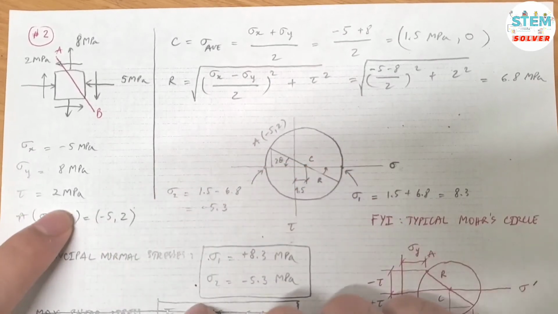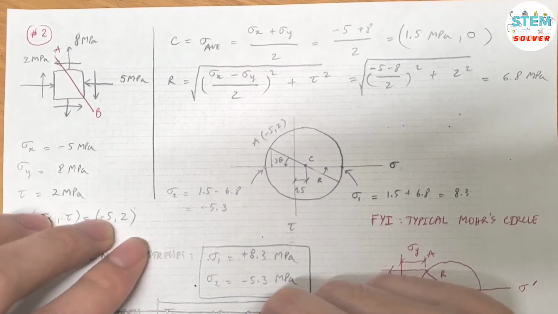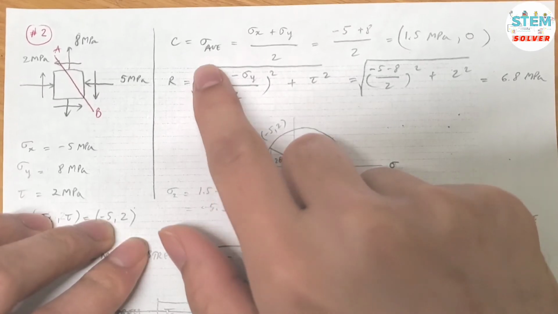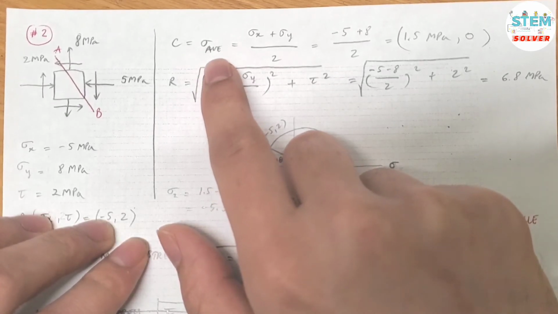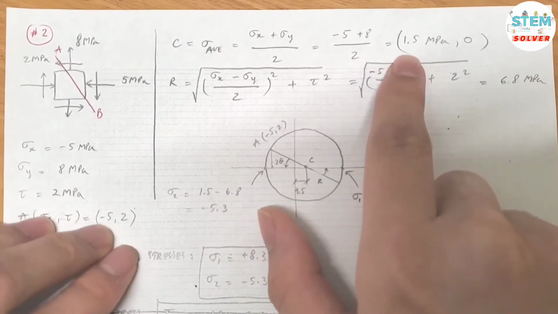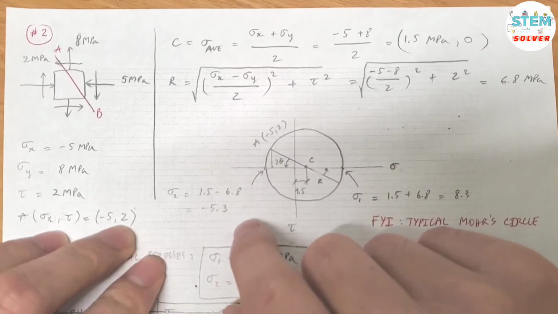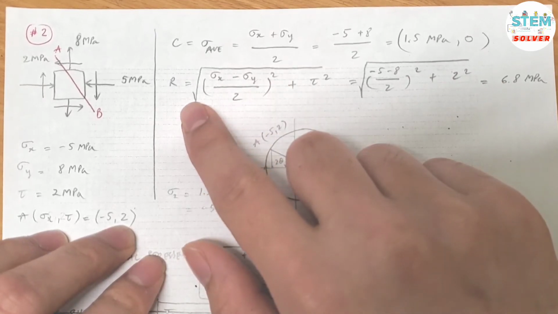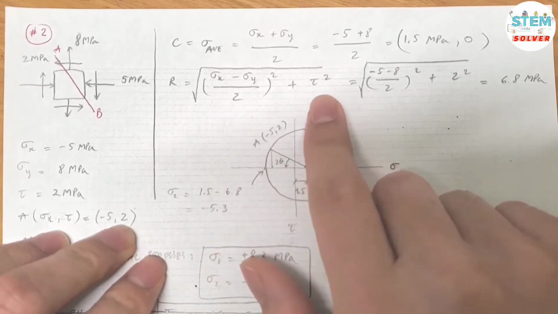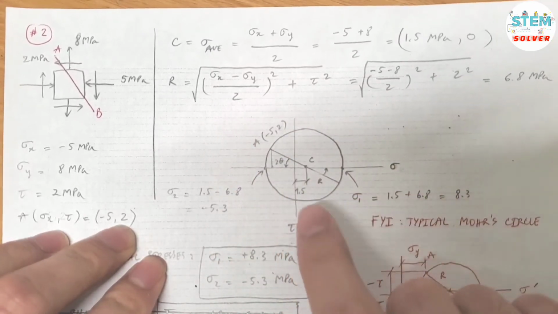All right. So the strategy is to first find the center of the circle. That center, or the average stress, is equal to the normal stress in the x direction plus the normal stress in the y direction, divided by 2. Then I have -5 plus 8 divided by 2, which is 1.5 megapascal, and the center is at 1.5, 0. The radius of the circle is equal to this equation. Plugging in the values, I got 6.8 megapascal for the radius.